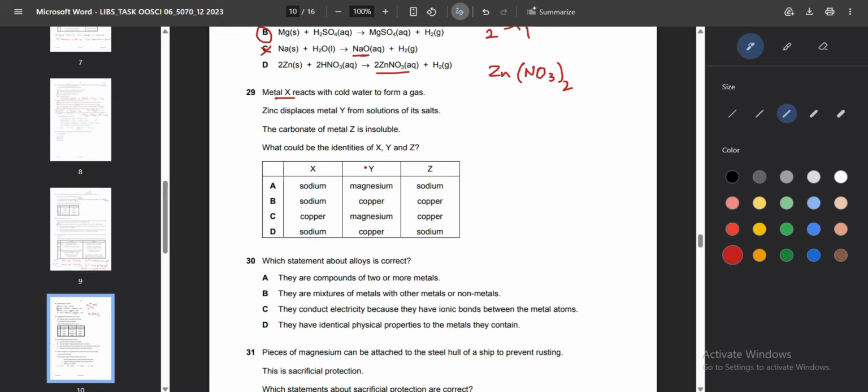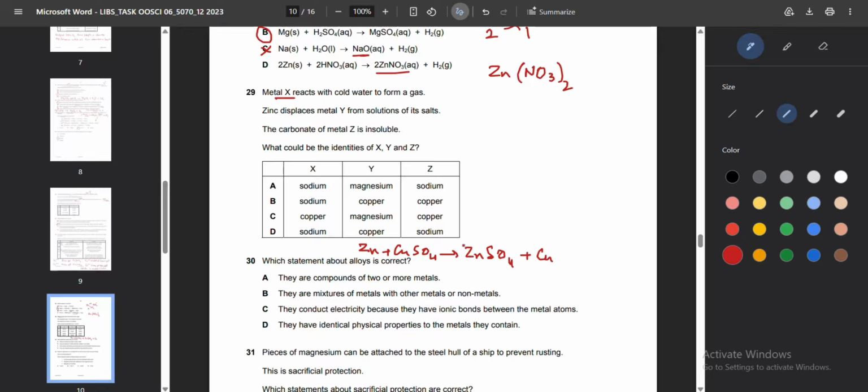So zinc is more reactive than Y, so you can say that zinc is more reactive than copper. A metal higher in the reactivity series displaces a metal which is present below it, for example zinc plus copper sulfate. Zinc can easily displace copper from its solution and form zinc sulfate plus copper.